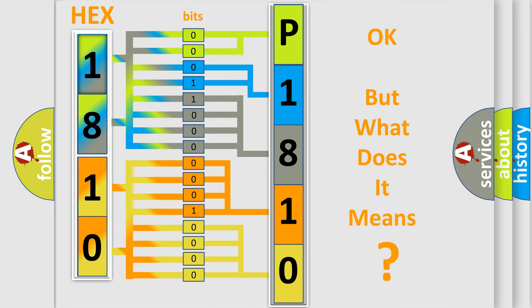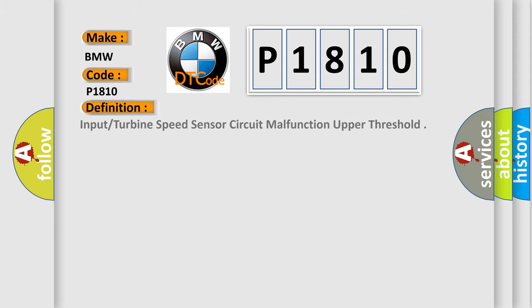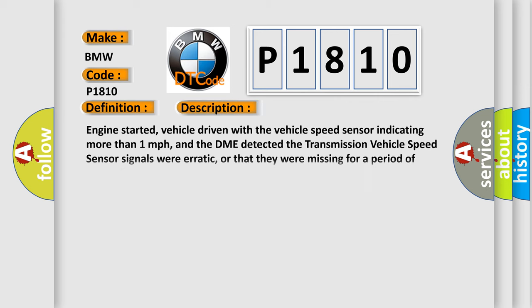The number itself does not make sense to us if we cannot assign information about it to what it actually expresses. So, what does the diagnostic trouble code P1810 interpret specifically for BMW car manufacturers? The basic definition is input turbine speed sensor circuit malfunction upper threshold. And now this is a short description of this DTC code.